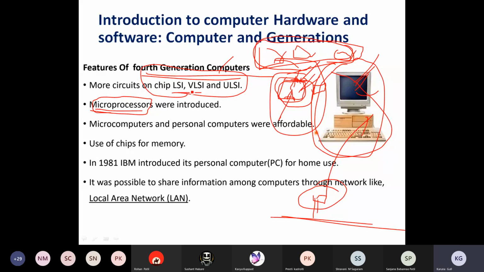Okay, so if you look at LSI, VLSI, these are nothing but large scale integration, very large scale integration, and ultra large scale integration. It means you are trying to deploy tens of thousands of circuits on a single IC. That's the meaning of LSI, VLSI, and ultra LSI technologies. So this is about the fourth generation systems.